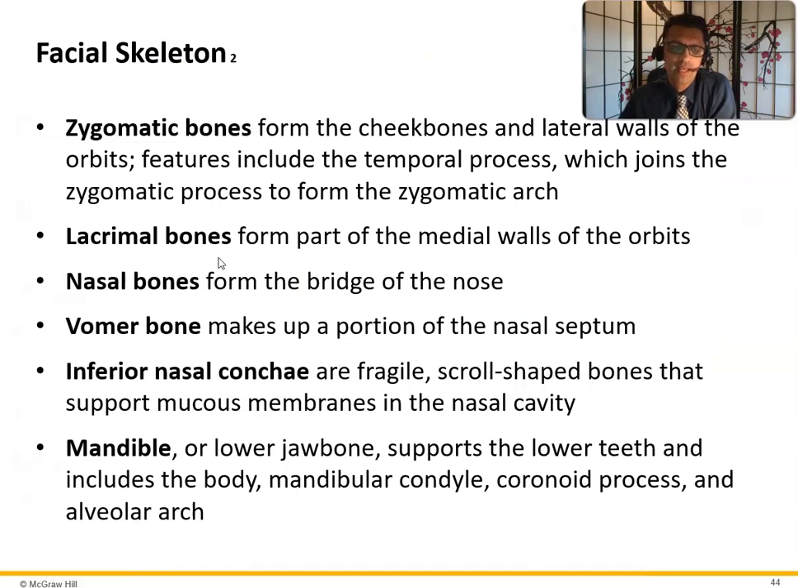Okay. Lacrimal bones form part of the medial walls of the orbits, which is here. Nasal bones form the bridge of your nose. The vomer bone makes a portion of the nasal septum. Inferior nasal concha are frail, scroll-shaped bones that support mucous membranes in the nasal cavity. I showed you that on the other slide. And the mandible, which is your jawbone, supports the lower teeth and it's one of the strongest bones in the body. So it's very difficult to break.